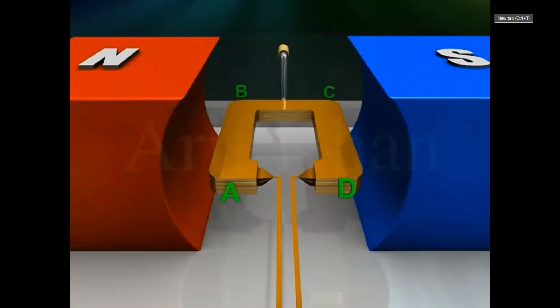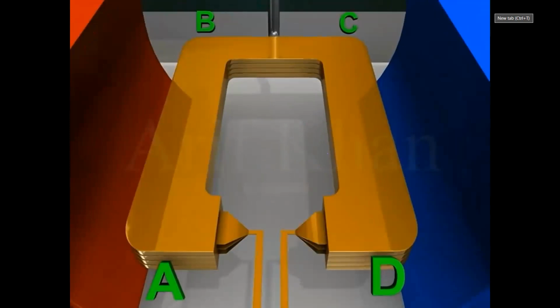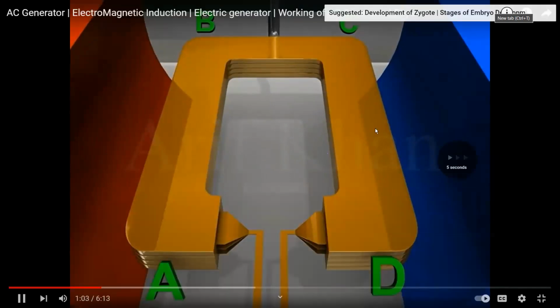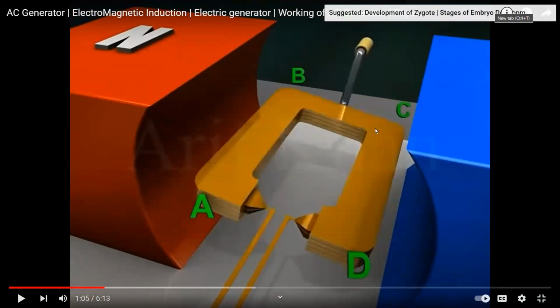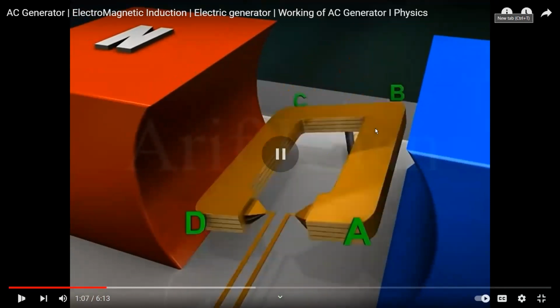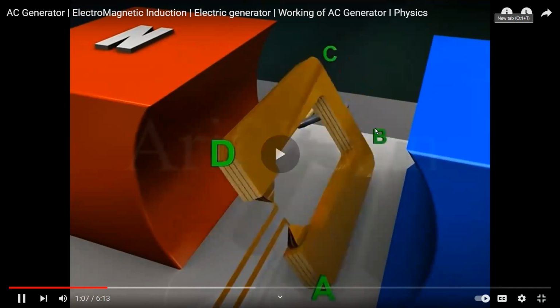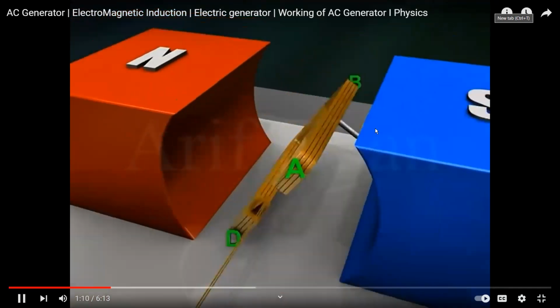Okay, we have AB, we have CD. Fine. It's rotating. The whole thing is rotating. Now, AB is at the North Pole right now, but then AB goes to the South Pole. Make sense? Then CD comes, they're switching places with each other.